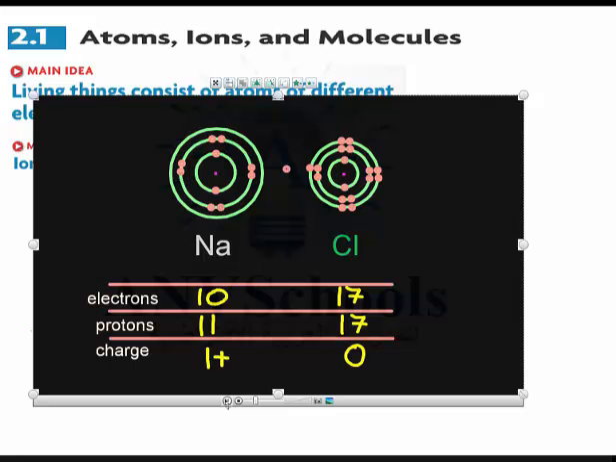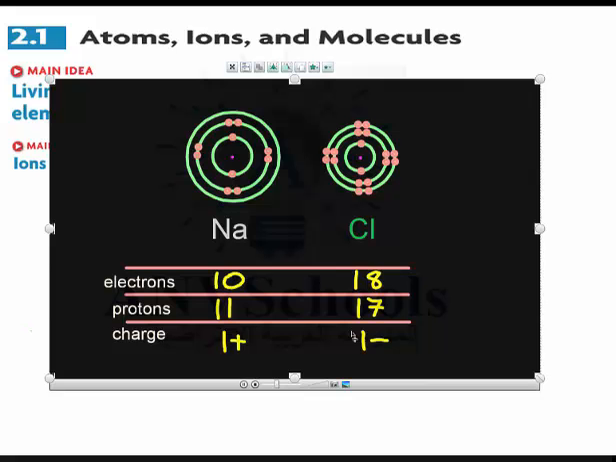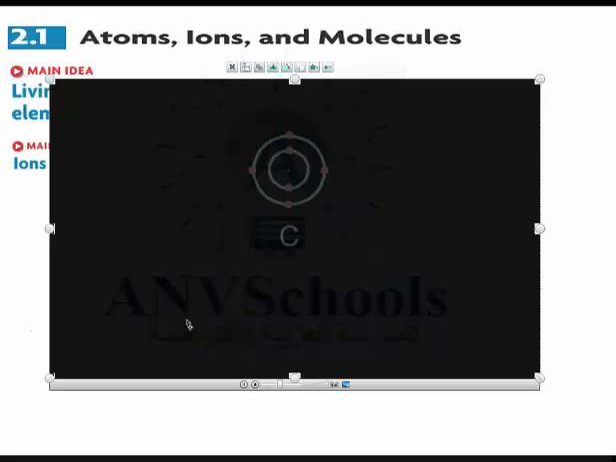As this happens, this one will have more positives than negatives, so it becomes positively charged, and this one, because it will have more negatives, will become negatively charged. This one becomes positively charged. This one becomes negatively charged.